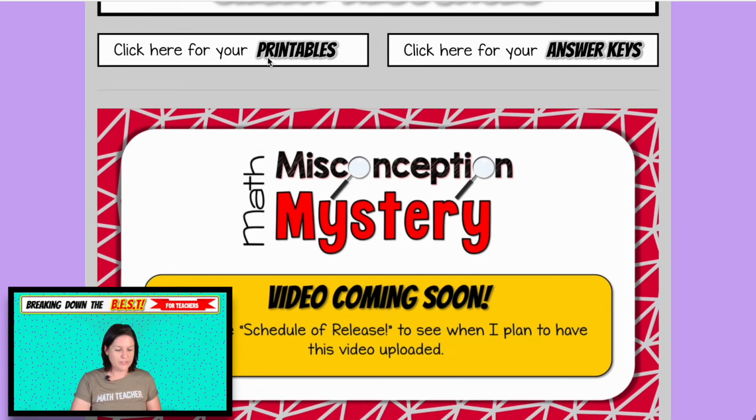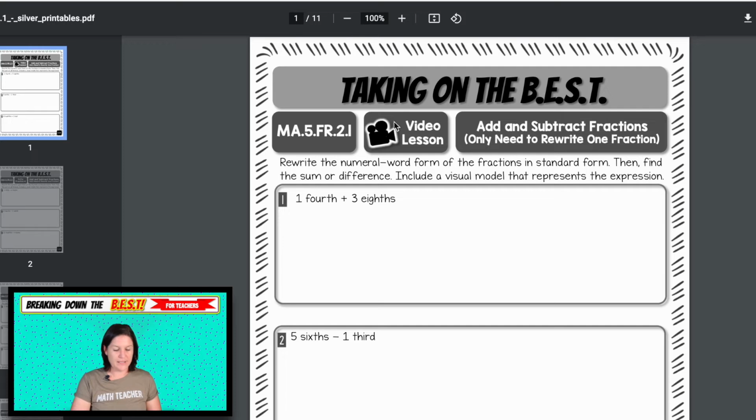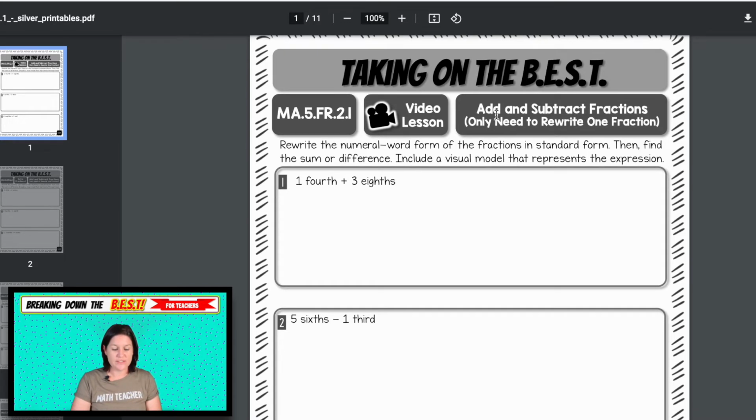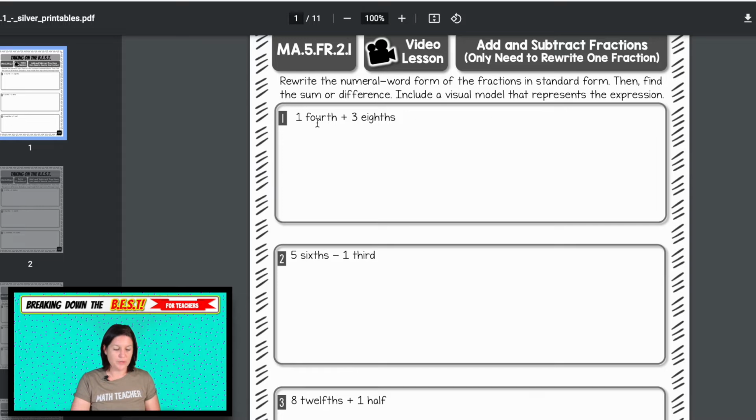Okay, so we're going to click on printables. And if it has a video icon like that and says video lesson, this is on the bronze page. The bronze plan has just the video lessons and the printable pages. This first video lesson is adding and subtracting fractions where we only need to rewrite one of the fractions. Remember that we made a note of that in our standard. And then we've also incorporated that numeral word form, and we practice with visual models.